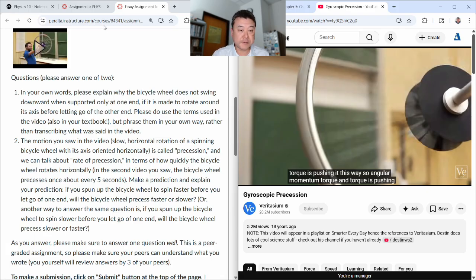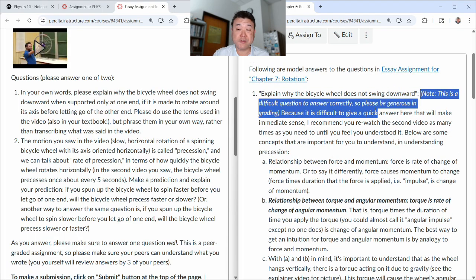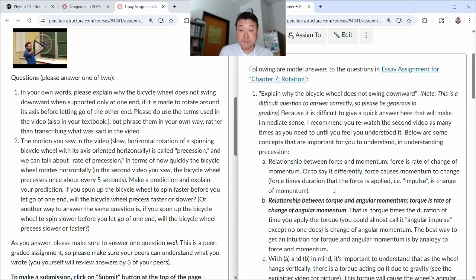Let me bring up the model answer. Explain why the bicycle wheel does not swing downward. And this is a note for the peer graders, just saying be generous. Because it is difficult to give a quick answer here that won't make immediate sense, I recommend you rewatch the second video as many times as you need until you feel you understood it. Below are some concepts that are important for understanding precession. A. Relationship between force and momentum. Force is rate of change of momentum, or to say it differently, force causes momentum to change. Force times the duration that the force is applied, that is impulse, is change of momentum.